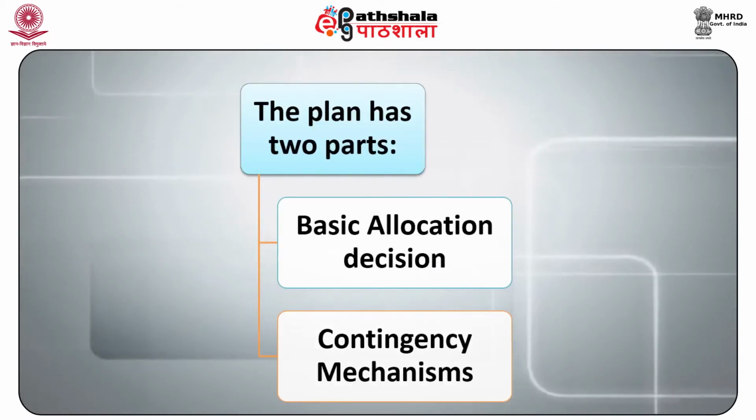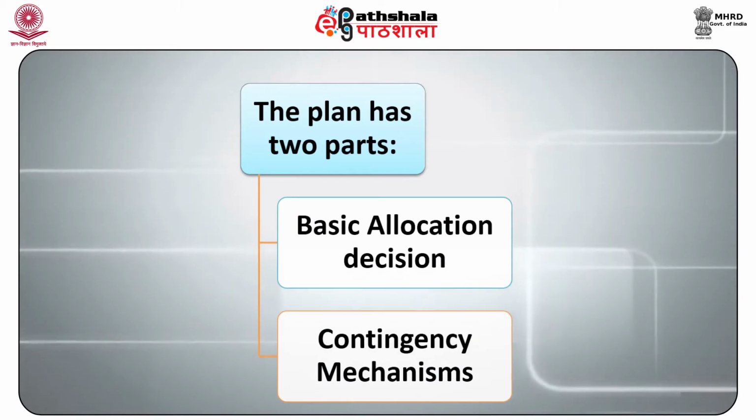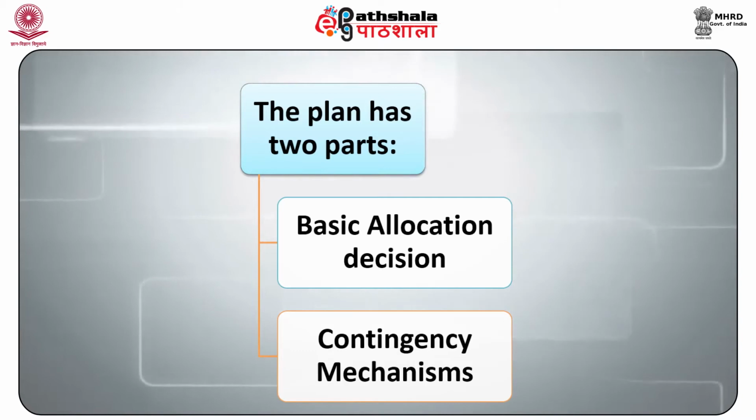Now, let us throw some light on the resource allocation decision. In strategic planning, a resource allocation decision is a plan for using available resources to achieve the company's goals in future. It is the process of allocating resources amongst various projects and business units. The plan has 2 main parts. The first part is the basic allocation decisions and secondly the contingency mechanisms.